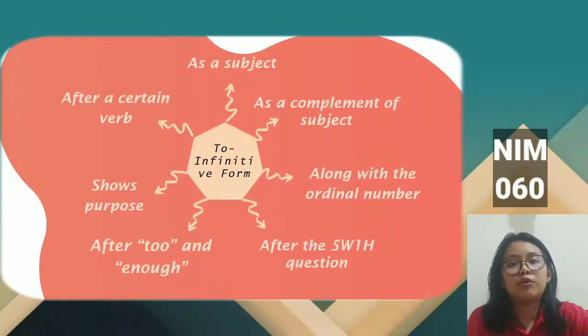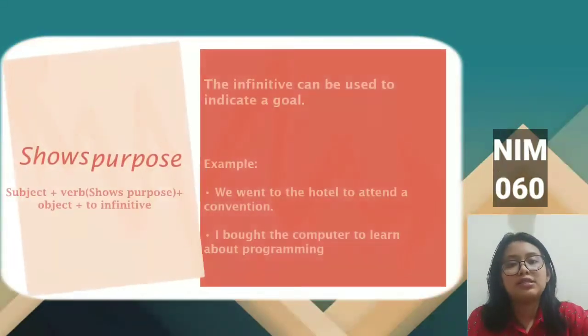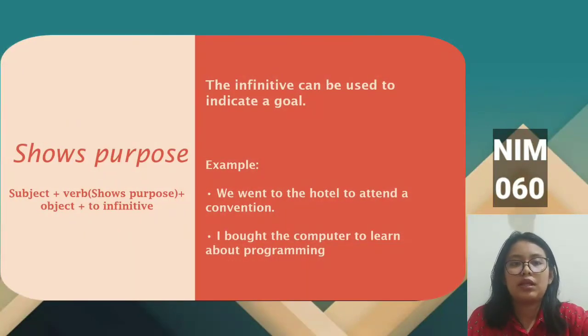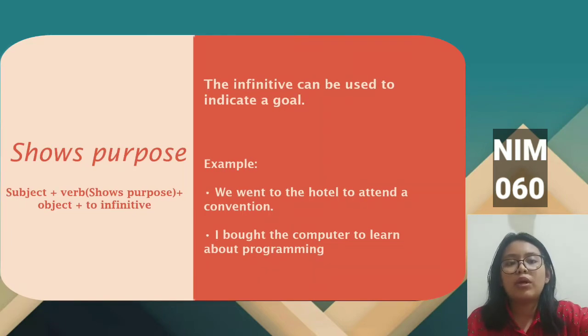The next one is to show purpose. The pattern is subject plus verb, that shows purpose, plus object plus to infinitive. The infinitive can be used to indicate a goal. Example: we went to the hotel to attend a convention.